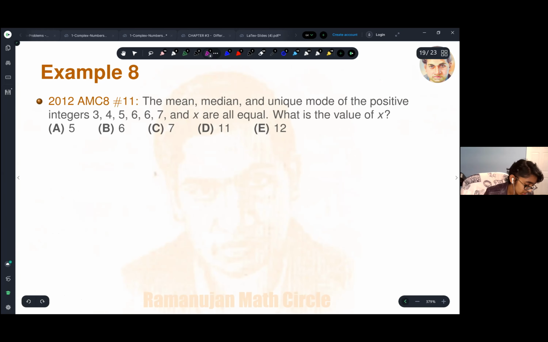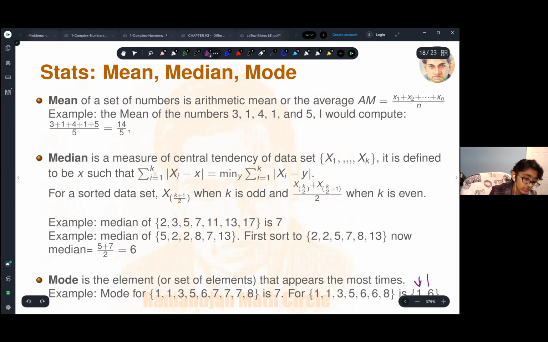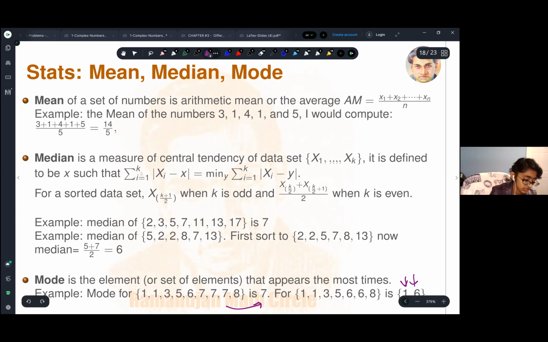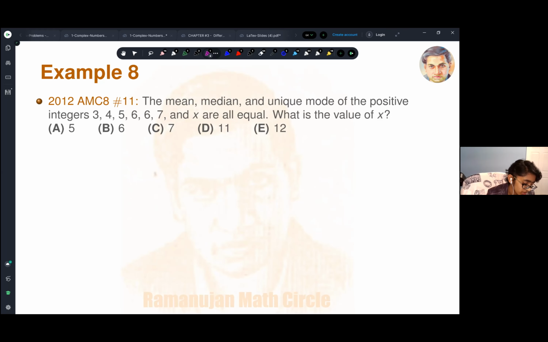Now we'll look at an example. We'll read it, I'll let you solve it, and then we'll come back and discuss. The mean, median, and unique mode. Unique mode, by the way, means that there's only one mode. Remember in the last set, we had 2 modes. So the mean, median, and unique mode of the positive integers 3, 4, 5, 6, 6, 7, x are all equal. What is the value of x? This is a little involved, so I'll let you try to solve it, based on what you know about mean, median, and mode.